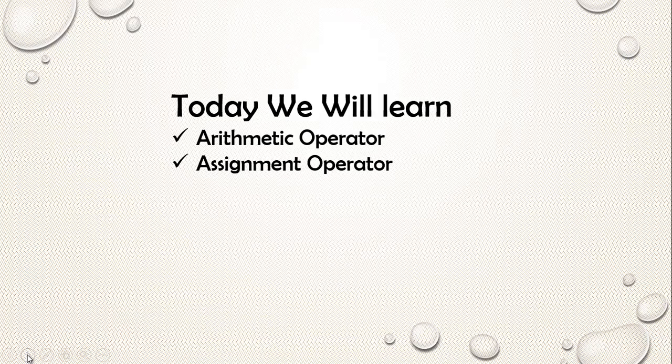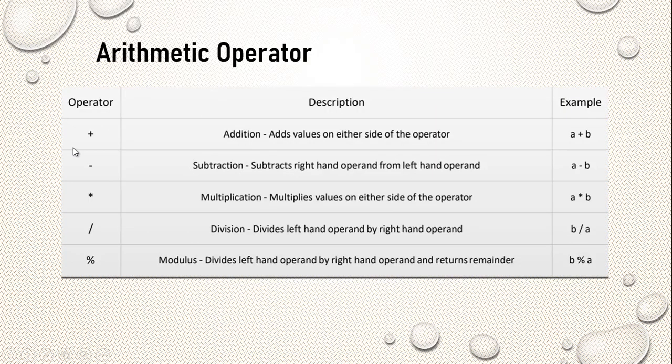So, what are arithmetic operators? The addition, subtraction, multiplication, division, and modulus, these are the arithmetic operators. The addition sign adds the two numbers. The subtraction sign subtracts the two numbers. Multiplication multiplies the two numbers. Division divides the two numbers. And modulus returns the remainder after division.